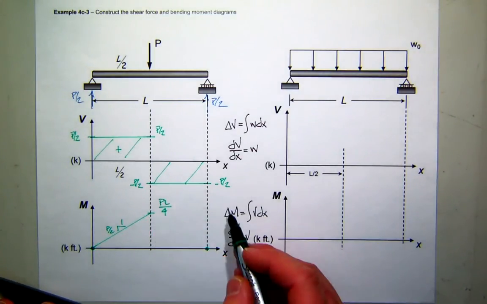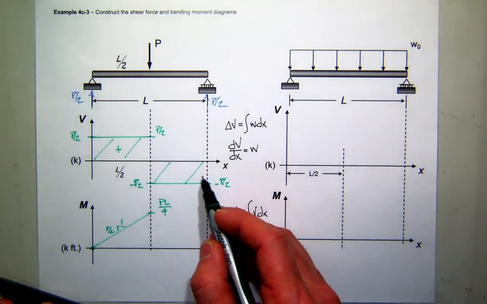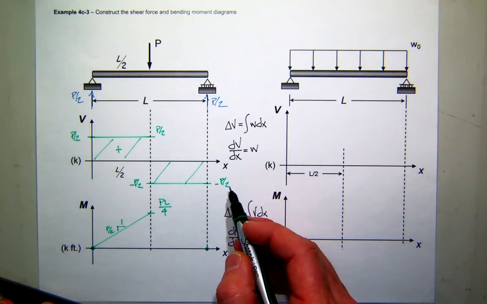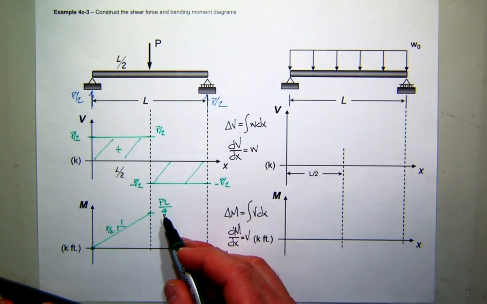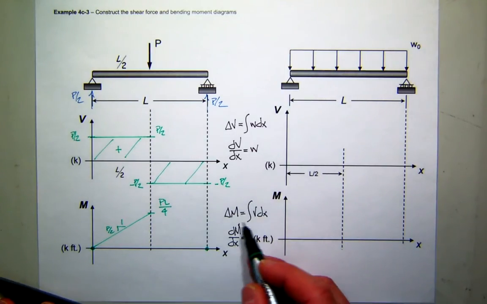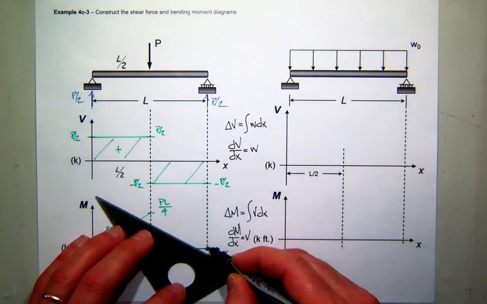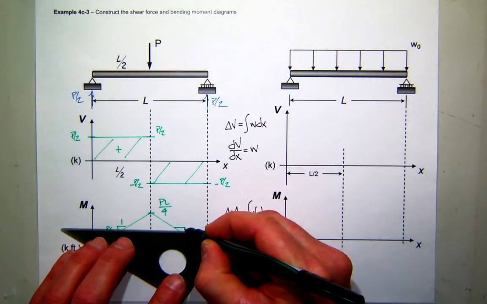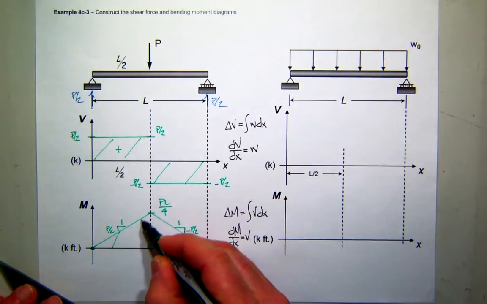What's the change in moment from L over 2 to L? Well, go and get the area under the shear curve from L over 2 to L. And that'd be minus P over 2 times L over 2. And if I add that to PL over 4, I get 0. Great. And the slope of my curve is equal to the shear, and the shear is constant and negative, so I have a constant negative slope. In this case, it's minus P over 2. And there is my moment diagram.